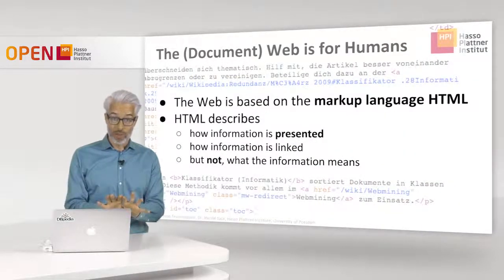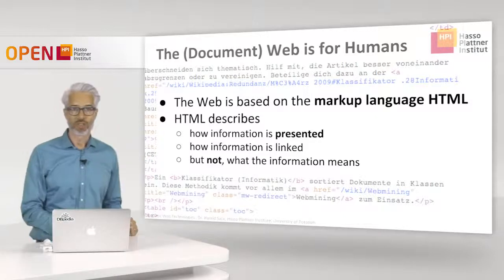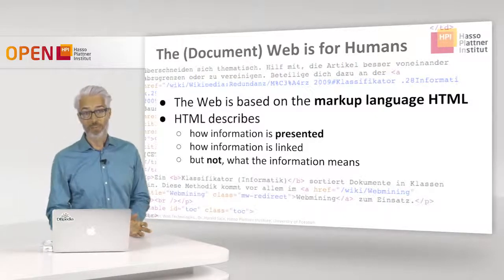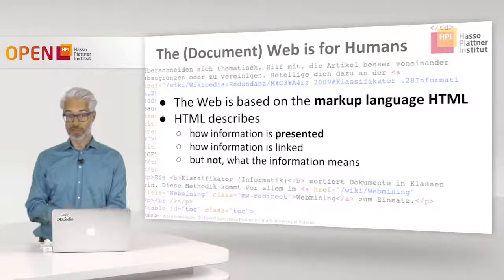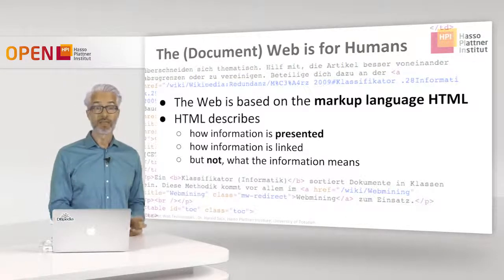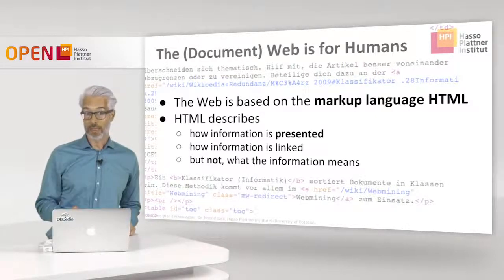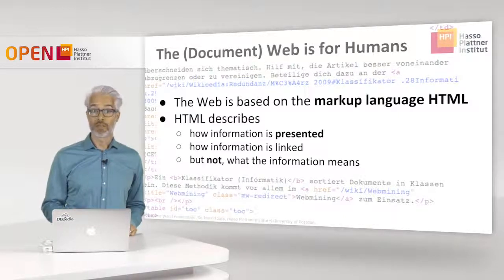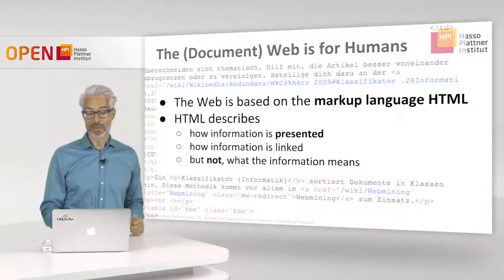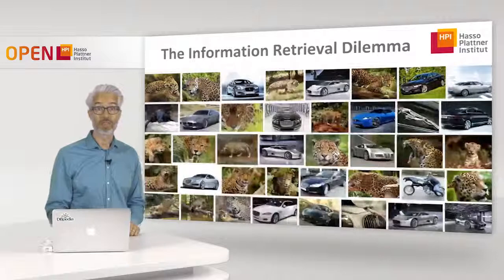The problem on the web today is that it's based on a so-called markup language, HTML, the hypertext markup language. HTML describes how the information you see is presented on the web and how this information is linked with each other. So it provides the infrastructure of this web of documents. But unfortunately, HTML does not describe what the information really means. So it's primarily intended for the usage of humans and not for the support of machines.